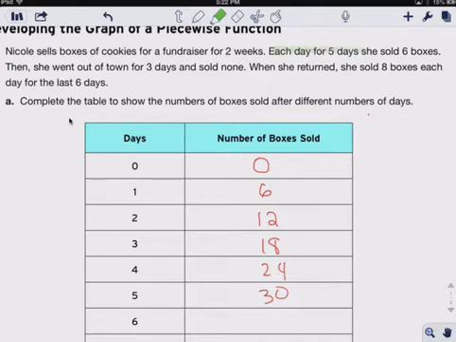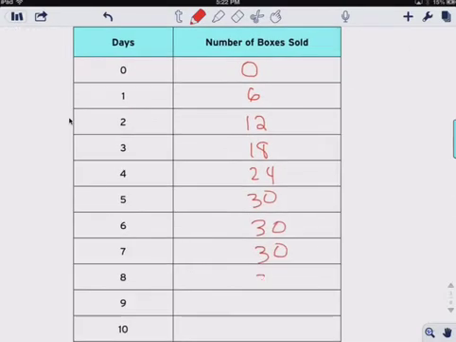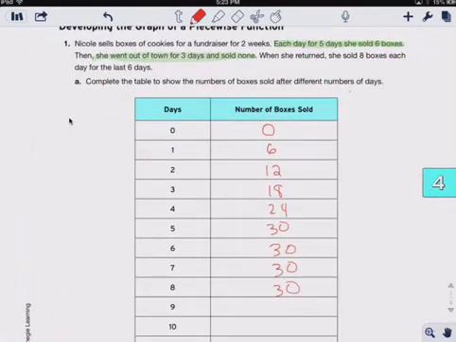Each day for 5 days she sold 6 boxes. Then she went out of town and sold none for 3 days. So she went out of town for 3 days, so day 6 is still 30. Day 7 she's still out of town. Day 8 she's still out of town. She's only sold 30. When she returned, she got ambitious. She sold 8 boxes each day.